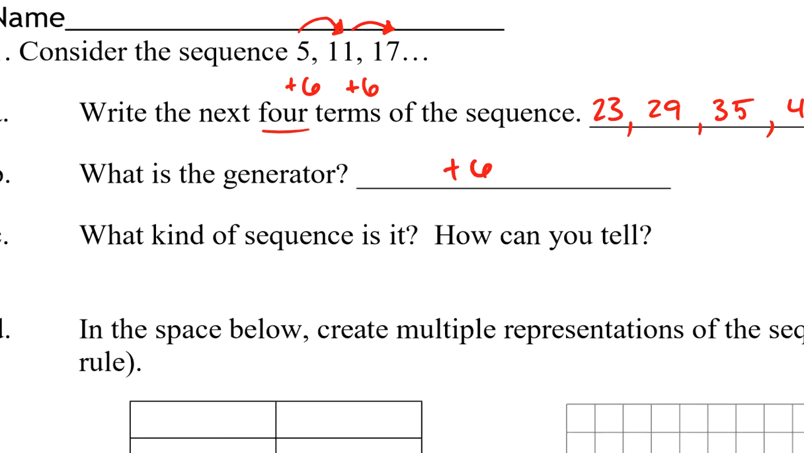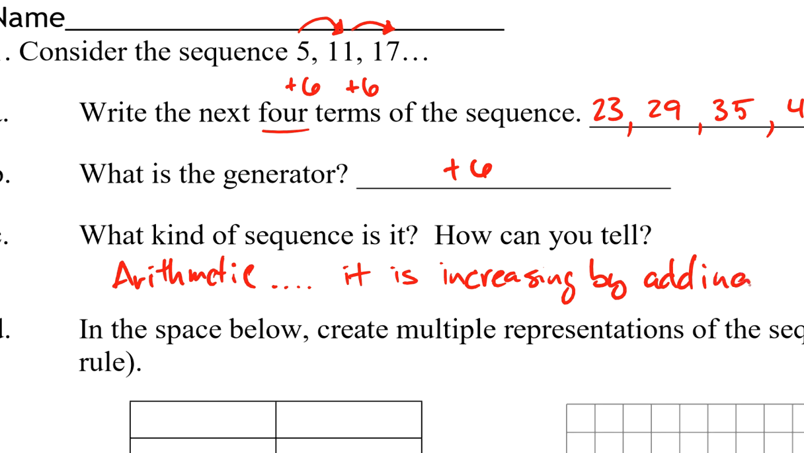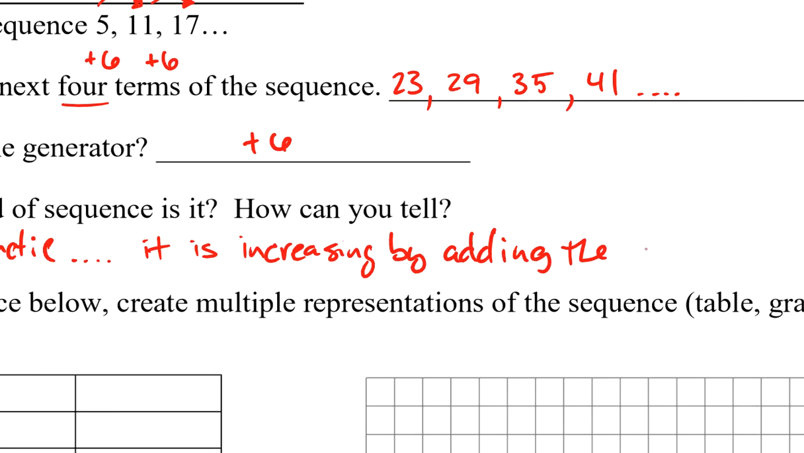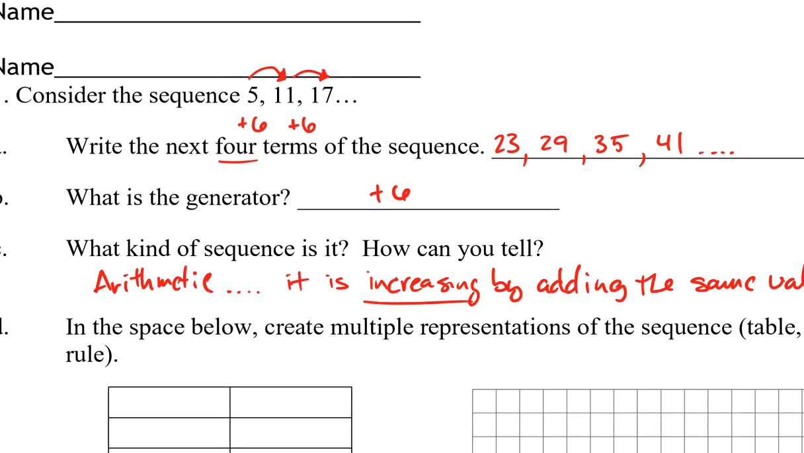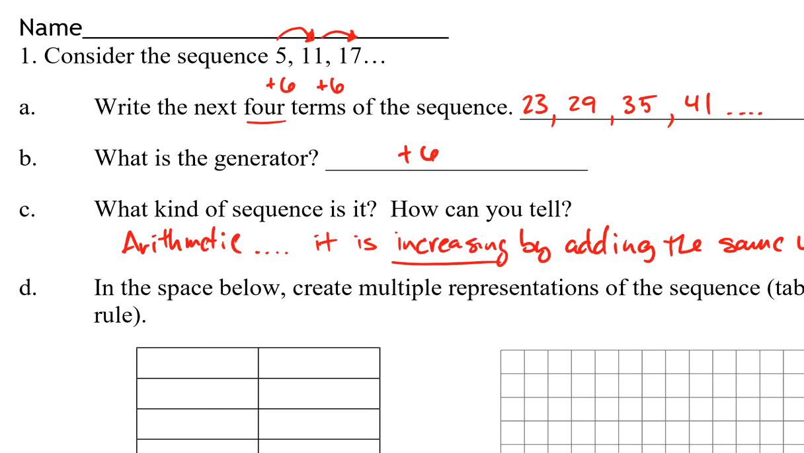What kind of sequence is it and how can you tell? Well, this is an arithmetic sequence. And the way that I can tell it's arithmetic is it has this hallmark of increasing by using repeated addition. But it could be decreasing as well. In this case, it's increasing by adding the same value. It could also be decreasing by adding the same value, if the value we were adding was negative each time. But that has to be the case that in an arithmetic sequence, you're either adding a positive number or you're adding a negative number to continue it.